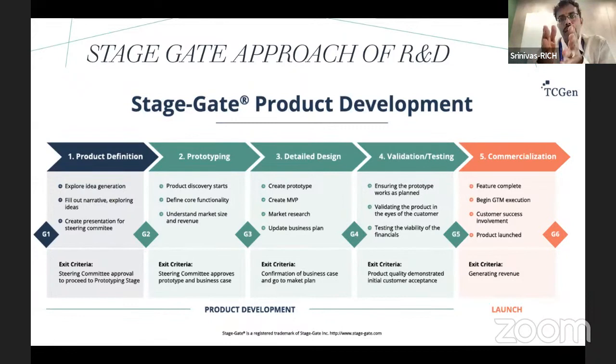So, for instance, a market person may say, well, among the 5 or 6 product ideas that have been proposed, these two are more relevant to the market, the Indian market.